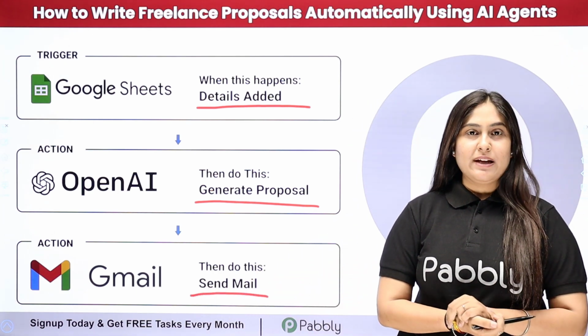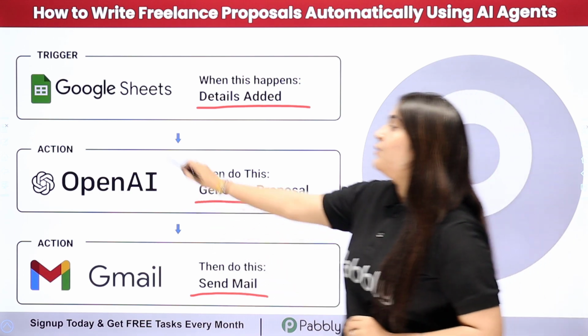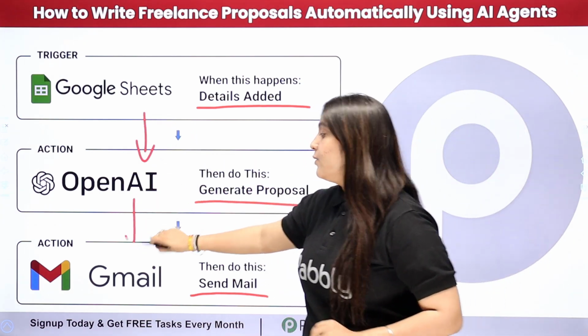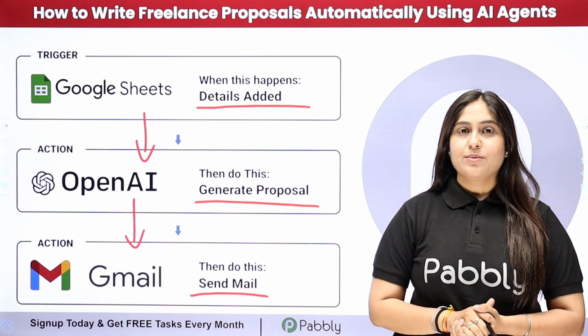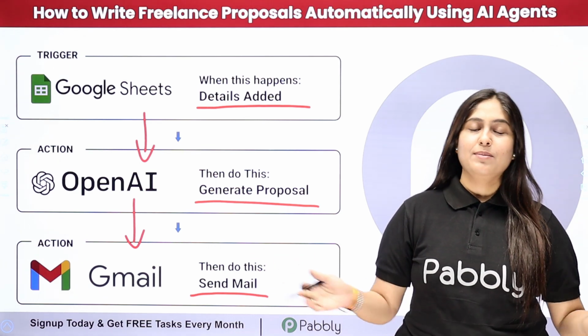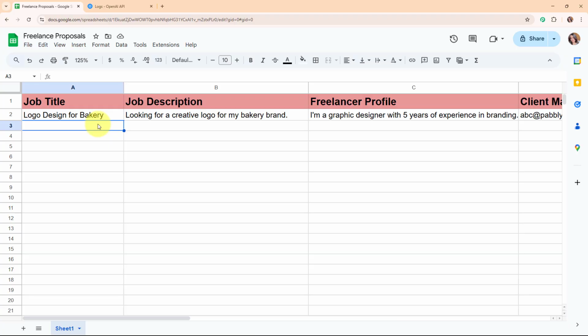Now, to automate the entire process, I need to connect my Google Sheets with OpenAI and Gmail using an automation software named Pabbly Connect. So to see the working of this automation and to learn this process step by step, let me take you to my screen. Welcome to my screen.